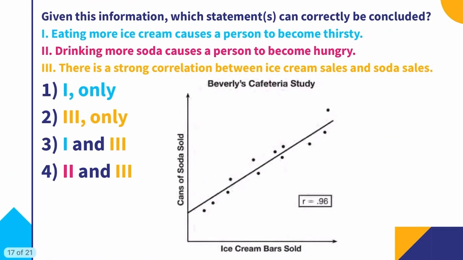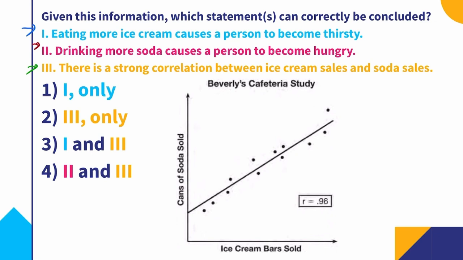Let's do some examples. Let's say we have a graph here. We have cans of soda sold and ice cream bars sold. They tell you that the correlation is 0.96. So let's say you had to decide which statements can be correctly concluded, like without a doubt. Is it 1, eating more ice cream causes a person to become thirsty? 2, drinking more soda causes a person to be hungry? Or 3, simply that there is a strong correlation between ice cream sales and soda sales?